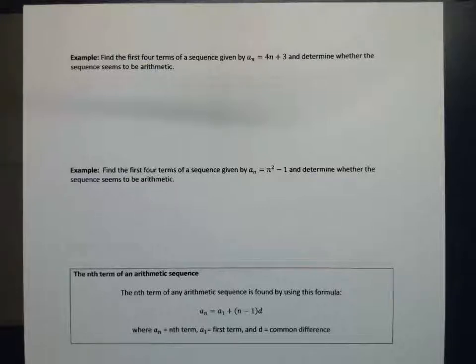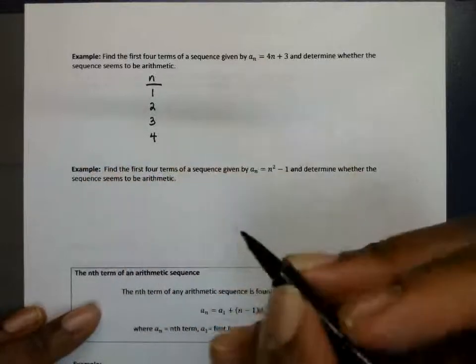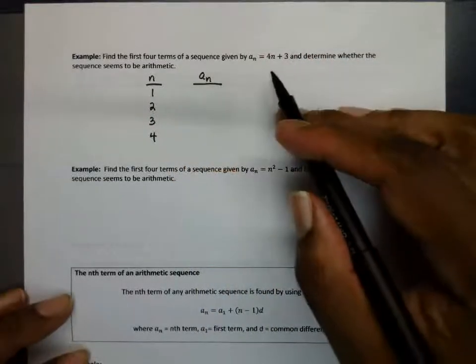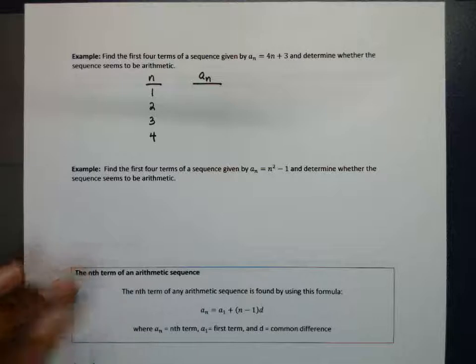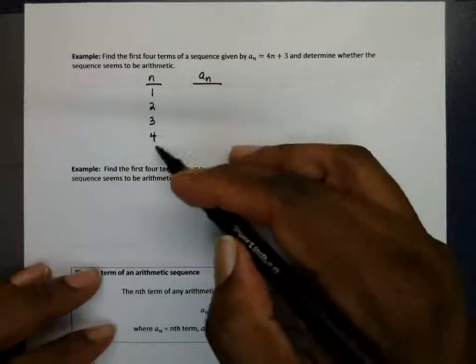So let's look at an example: find the first 4 terms of the sequence given by a sub n equals 4n plus 3, and determine whether the sequence seems to be arithmetic. What I would like to do here is just create a table. The first 4 values of n will be 1, 2, 3, and then 4. And then we'll find out what a sub n is. And here a sub n is given to be 4n plus 3. So basically, we're just going to substitute the n with these values here.